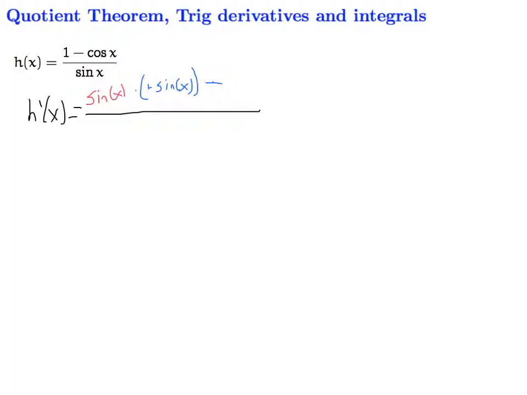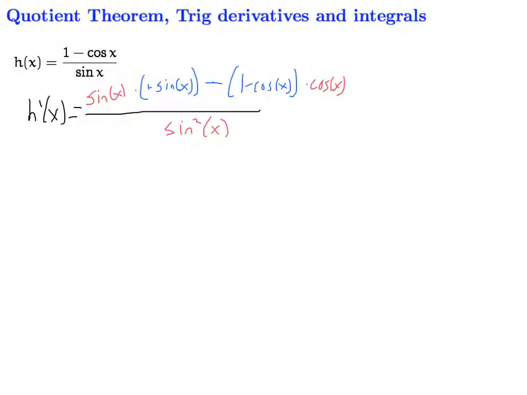minus the high function here, 1 minus cosine of x, times the derivative of my low function, the derivative of sine is cosine. Okay, and then finally I simply square the bottom, and away we go. So this is the answer. It's fine. It's not simplified at all, but again I've said you don't have to simplify this thing.